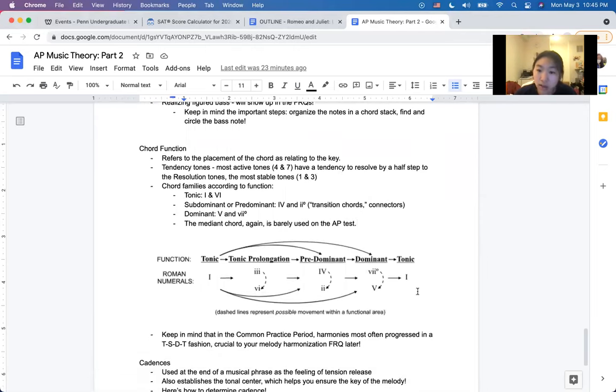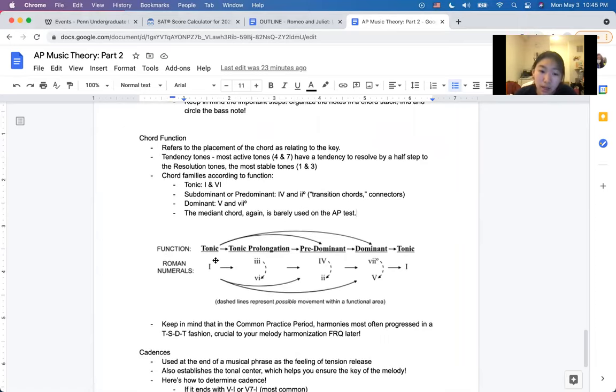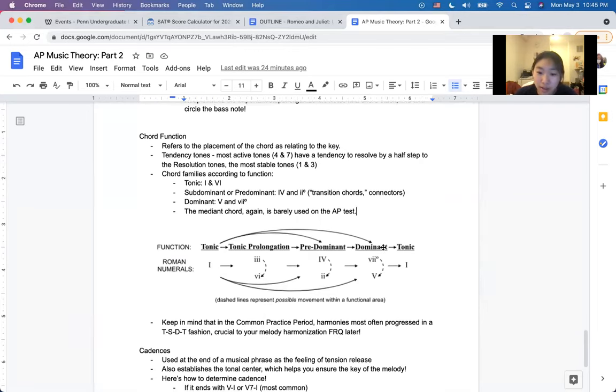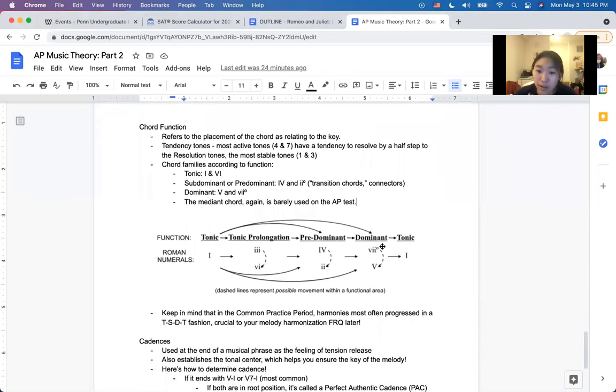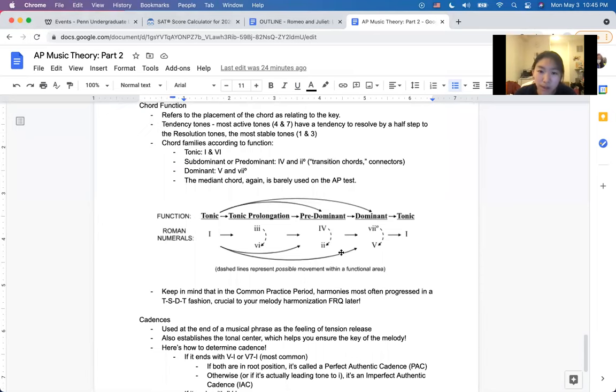Here is a really nice visual to show you the whole progression that usually takes place. In the common practice period, harmonies very often progress in a tonic, subdominant, dominant, back to tonic fashion. So that is like a triangle that repeats and repeats until the end of the piece. It's really common. You're going to need to remember that for your harmonizing FRQ.